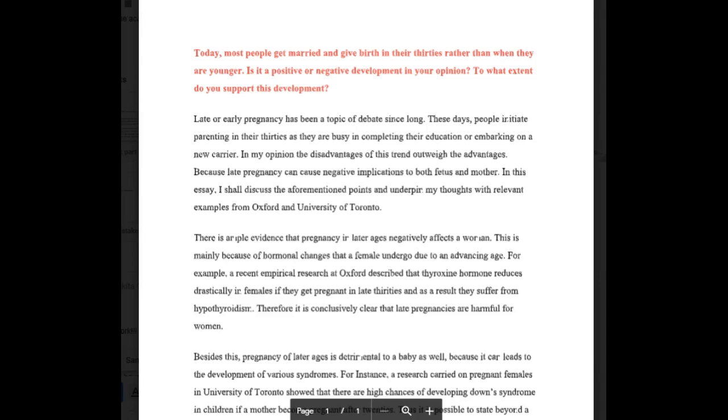These days, people initiate parenting in their 30s as they are busy in completing their education or embarking on a new career. I think you mean career, but it's spelled wrong. In my opinion, the disadvantages of this trend outweigh the advantages. Because you can't start a sentence with because, you should just attach it to the previous sentence. Or you could have said, this is because late pregnancy can cause negative implications to both fetus and mother. In this essay, I shall discuss the aforementioned points and underpin my thoughts with relevant examples from Oxford and University of Toronto. Okay, fine.